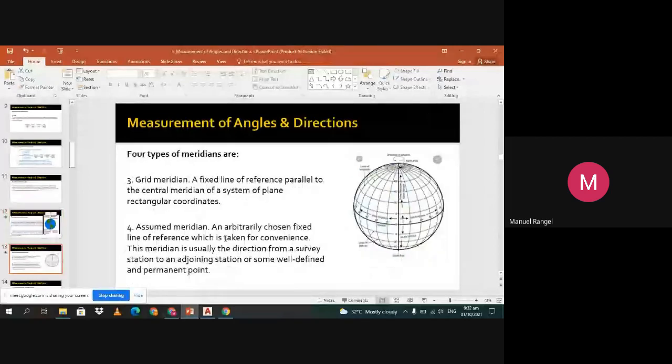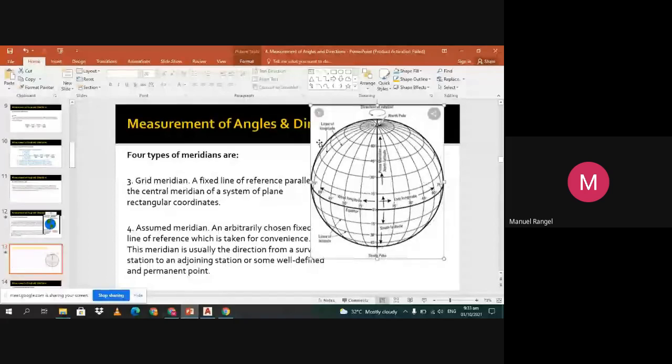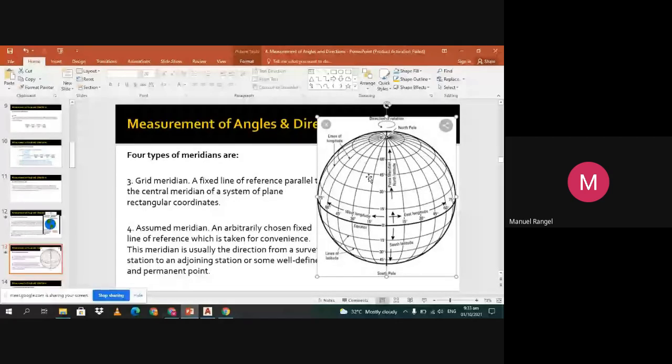Next, types of meridians, we have the grid meridian. Kung makita niyo sa mga globe, a fixed line of reference parallel to the central meridian. So this is central meridian or true meridian. The rectangular coordinates from north to east. Ano ang ginatawag ng mga grid meridians.